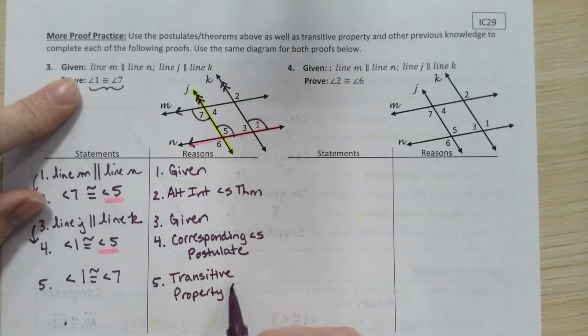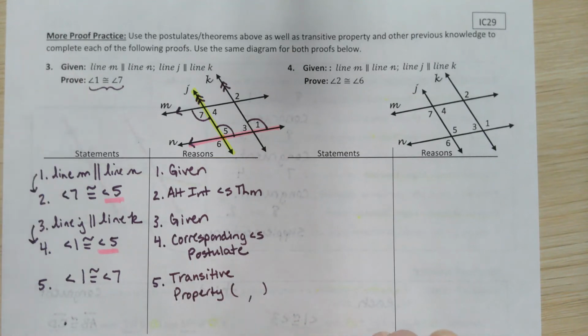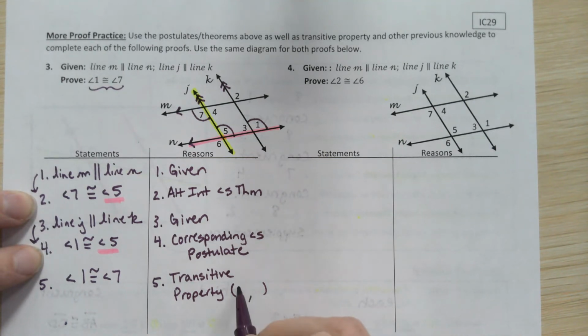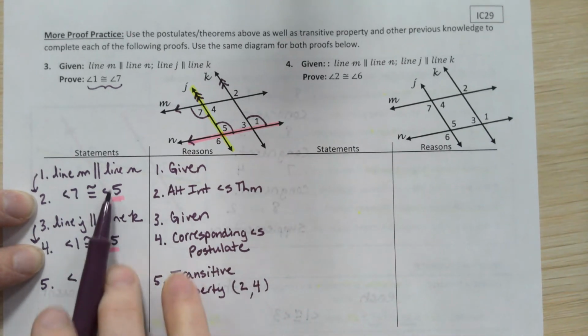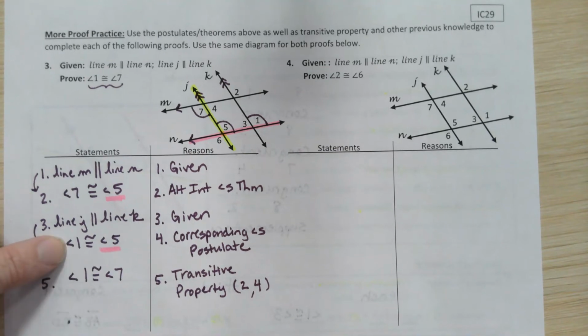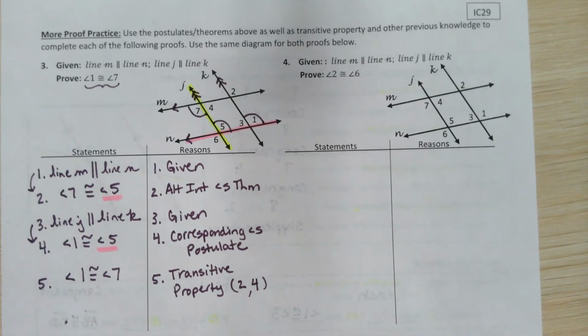Now this time, if we want to describe where that information came from, it wasn't lines 2 and 3 that got combined. It was actually statement 2 and statement 4 that we combined together. Thanks to that angle 5 that was repeated, angle 1 and angle 7 turned out to be congruent.